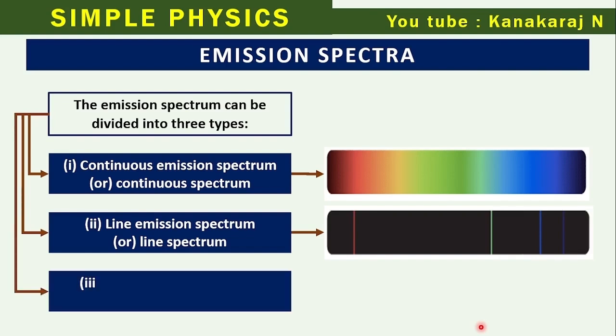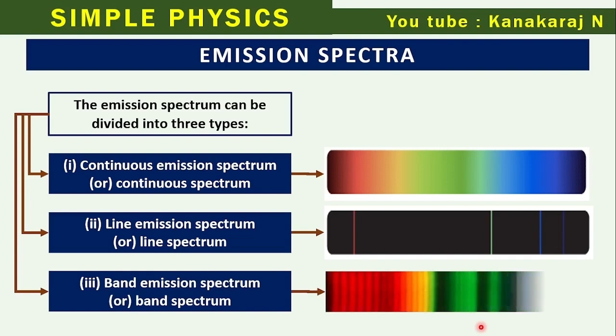The third one, band emission spectrum or band spectrum. These are all closed sharp lines. One end is sharp, the other end is fading out.